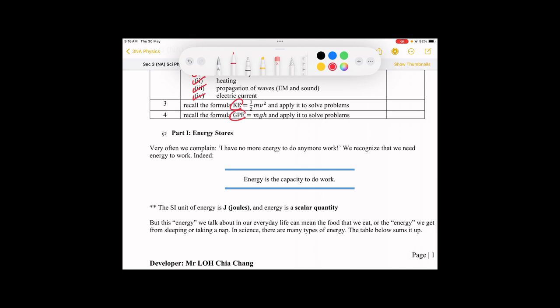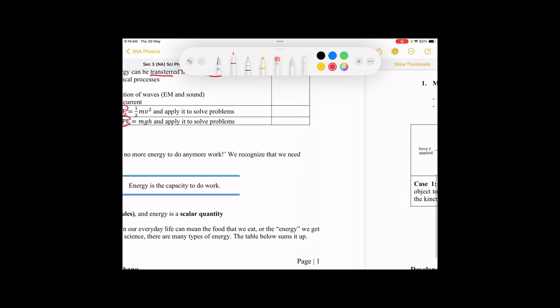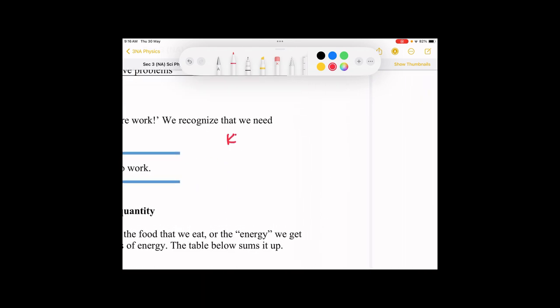First of all, we talk about this thing called stores. In the past, we used to talk about different flavors of energy, for example kinetic energy, gravitational potential energy, heat energy, and so on and so forth. But in your new syllabus, we no longer talk about different flavors of energy. Rather, energy itself is considered as one type. There is only this one form of energy, but there are different types of stores.